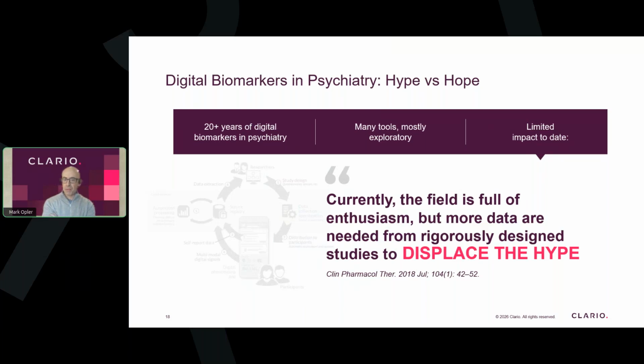resulted in a lot of different tools. But for the most part, these have stayed exploratory. These have stayed in the realm of shiny toys. And their impact, to be perfectly frank, has been pretty limited. So, myself and others here at Clario, in collaboration with our academic partners, have been working hard to try to come up with better approaches and to overcome the limitations that we've seen in the field so far. Why don't we go to the next slide?